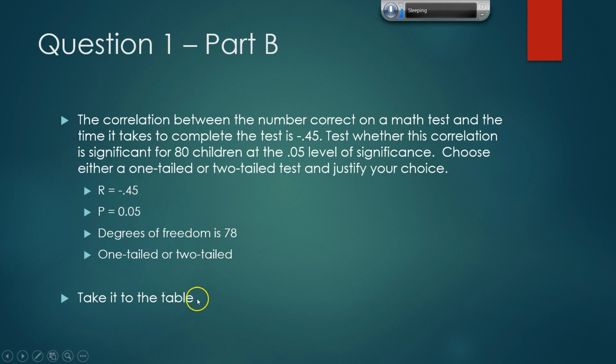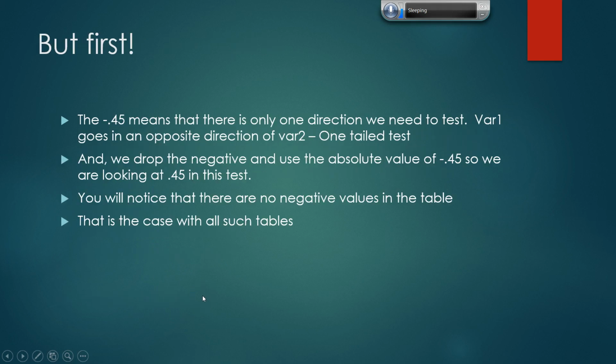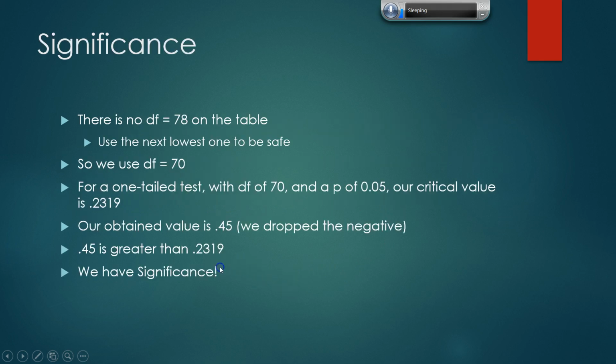We're going to take this over, but before we take it to the table, we're going to make a couple of changes. The first thing we're going to do is drop the negative part of the negative 0.45, or 0.45, because we only use absolute values. We're really measuring the distance from zero. So that means that there's only one direction that we need to test. You'll never see negatives in the tables. So variable 1 goes in an opposite direction of variable 2. It's a one-tailed test. We already decided that. And we drop the negative and use the absolute value of 0.45. So we're just looking at that in this test. And we'll notice that there are no negative values in any of the tables, like I had indicated, and that's the case with all such tables.